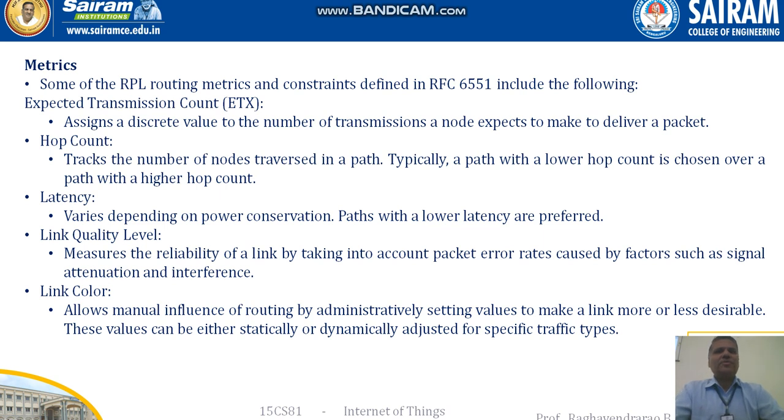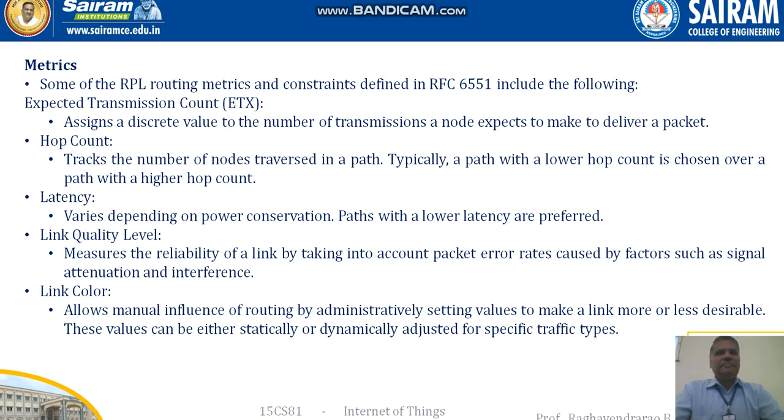The first is hop count. Hop count is nothing but it tracks the number of nodes traversed in the path. Typically a path with a lower hop count is chosen over a path with a higher hop count. It should be minimum. Then latency. Latency is a time variation that varies depending on power conservation. Paths with lower latency are preferred.